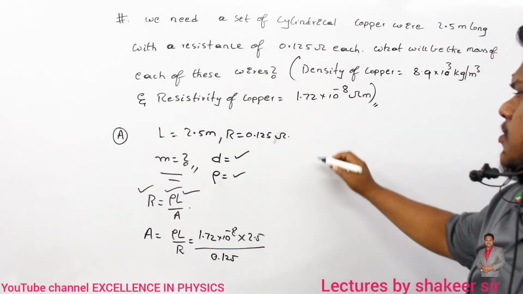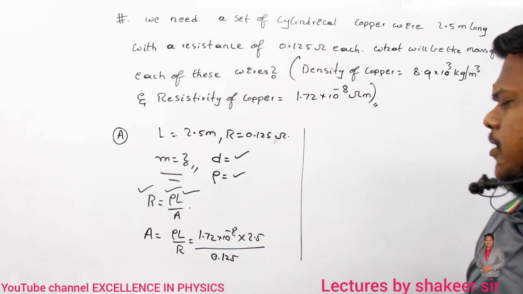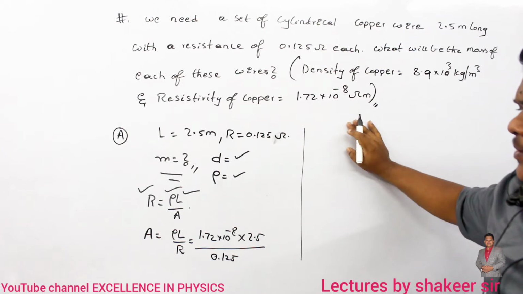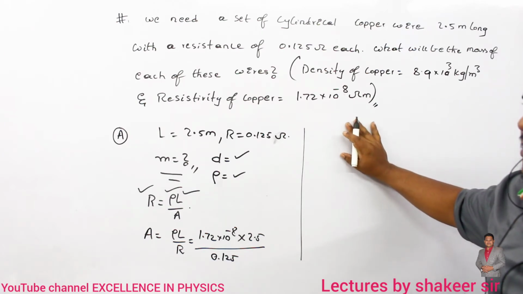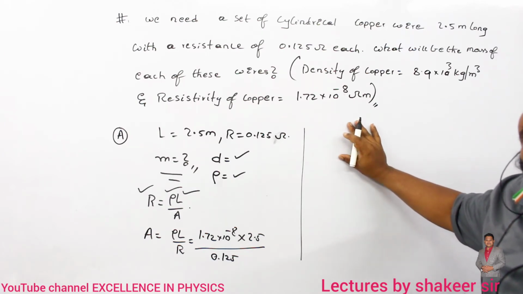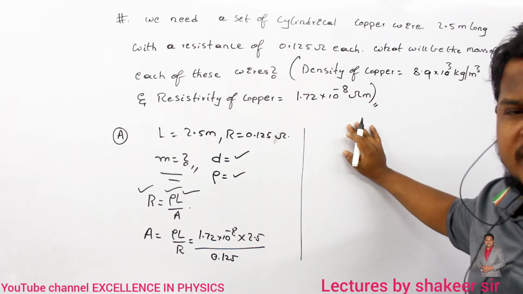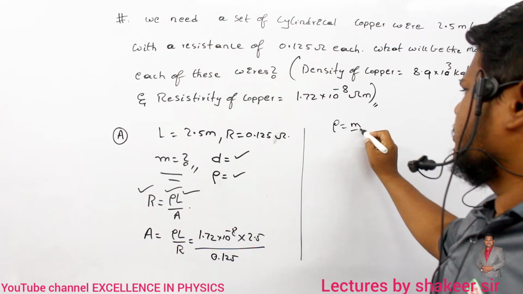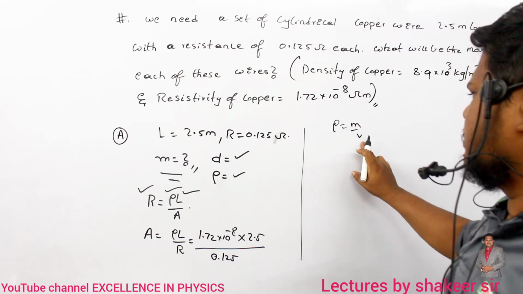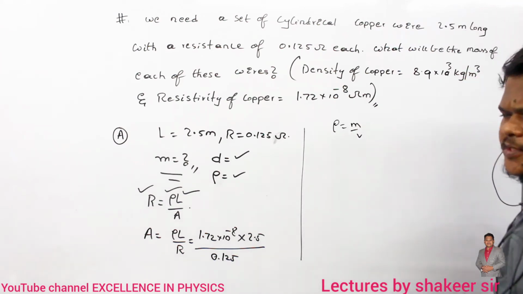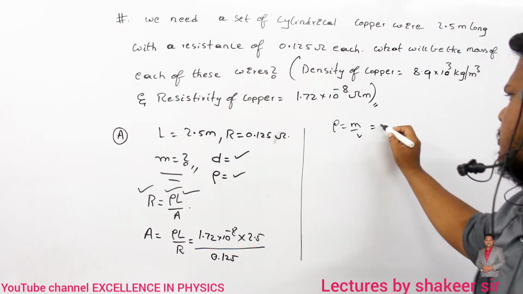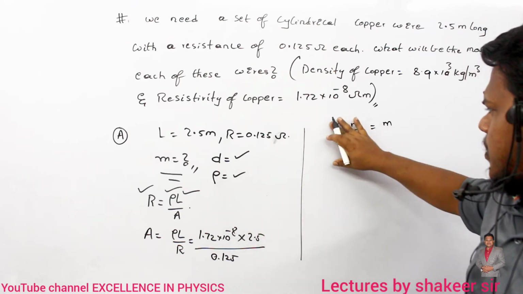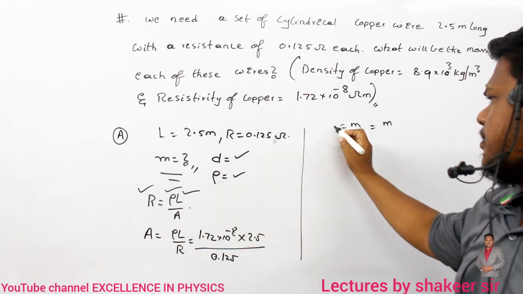mass. So from which equation can I calculate mass? Come on, from which equation can I get the term called mass? I have a term density. Density is equal to mass by volume. Volume can be written as area of cross section into length. Here resistivity I am representing by rho, so density I will represent by d here.